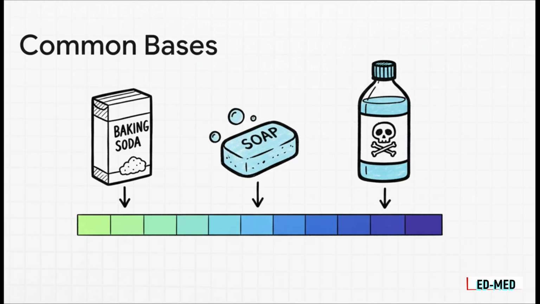The bleach under your sink, that's a super strong base, way up at a 13. The soap you wash your hands with is a bit milder, sitting around a 9, and the baking soda in your cabinet is just a little over neutral, at a pH of 8.